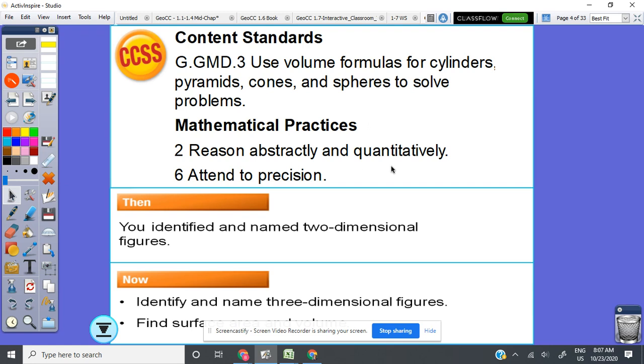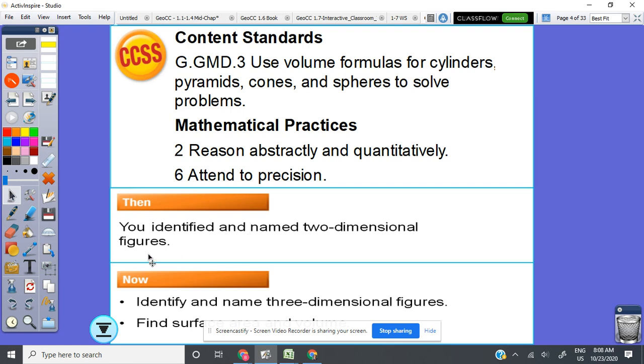We're going to abstract and reason abstractly and quantitatively. That means with the ideas in our head, abstractly, not concrete, not able to touch. Quantitatively means we're going to be able to count them or touch them. And attend to precision means we're going to round correctly, get correct answers. Even if it's not an exact answer, we're going to get as close as we can.